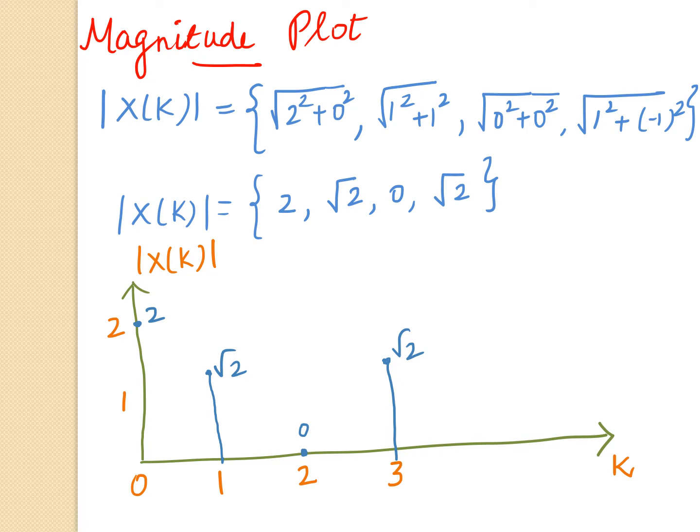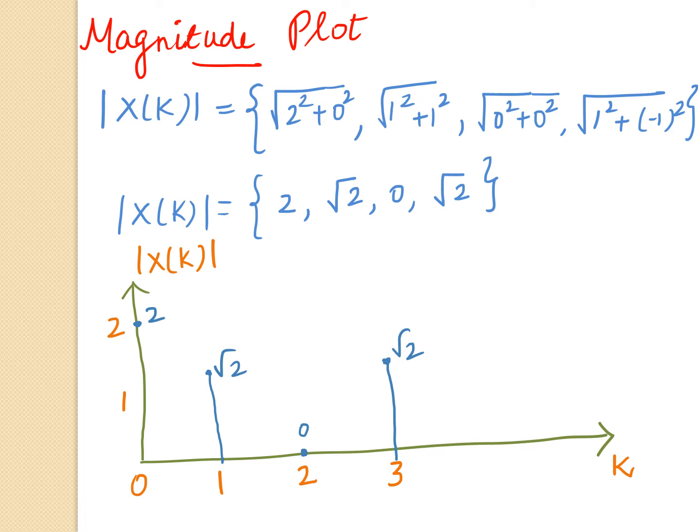So the absolute value of X of k, for any complex number, the magnitude value is determined by root of a squared plus b squared, where a is the real part of the complex number and b is the imaginary part. So here the first element is 2, so we can find it as root of 2 squared plus 0 squared. The second element is 1 plus j, so we can write it as root of 1 squared plus 1 squared. And the third element is 0, it is root of 0 squared plus 0. And the fourth element is 1 minus j, that could be written as root of 1 squared plus minus 1 the whole squared.